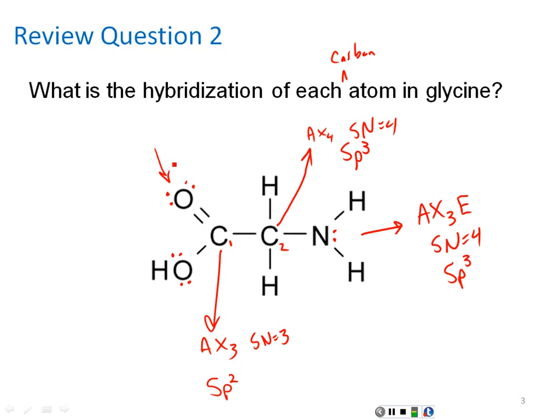This oxygen is only bound to 1 carbon, so AX, but it has 2 lone pairs. So its steric number is 3, and it has to be sp2 hybridized. And finally, this oxygen is bound to 2 other atoms, and it has 2 lone pairs, so its steric number is 4, sp3 hybridized.